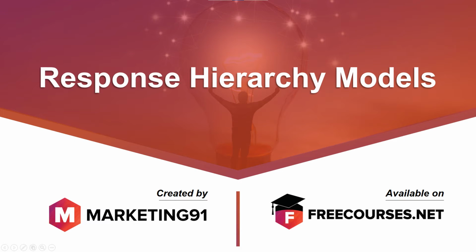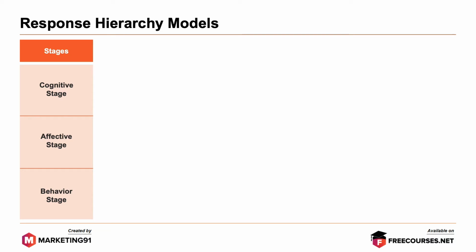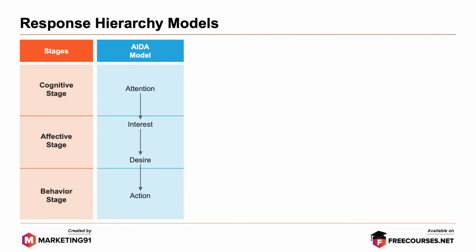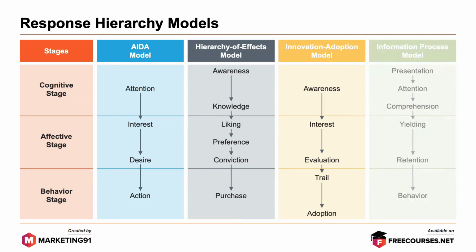In this video, we are going to cover the topic on response hierarchy models. Response hierarchy models typically have three stages: cognitive stage, affective stage, and behavior stage. In this video, we are going to discuss four models: the AIDA model, hierarchy of effects model, innovation adoption model, and information process model. Let's look at each one of them briefly.